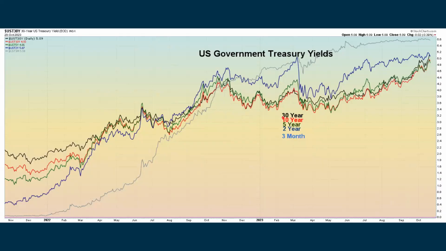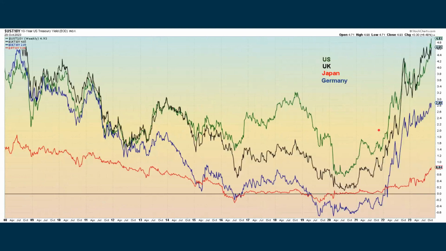And here's a daily look at the yields and how they've been changing over time. And here's a weekly look where you have the US having the highest rates, followed by the UK, and then German rates. Japanese rates are going up, but they're in a very distant fourth place.